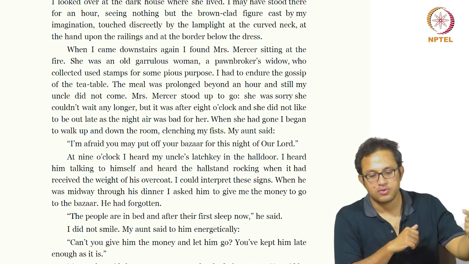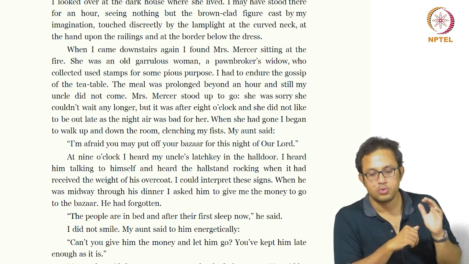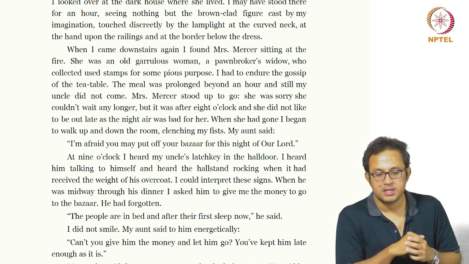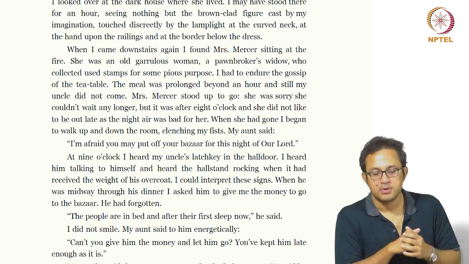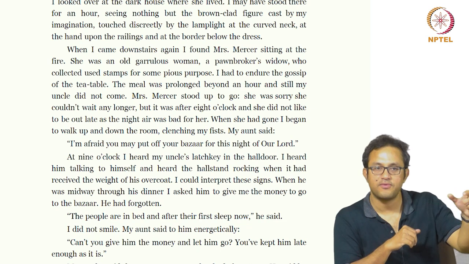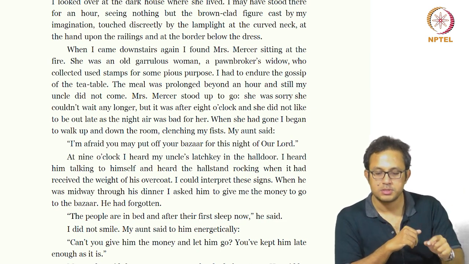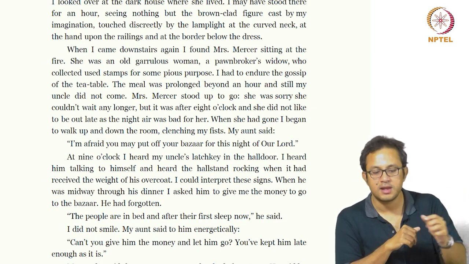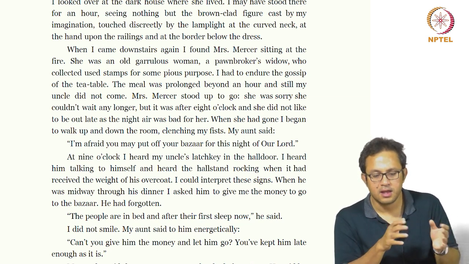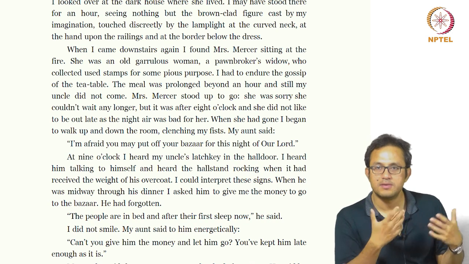"I looked over the dark house where she lived, leaning my head on the cool glass. I may have stood there for an hour, seeing nothing but the brown-clad figure cast by my imagination, touched discreetly by the lamplight at the curved neck, at the hand upon the railings, and at the border below the dress." Again, the very metonymic, fragmented gaze, the camera gaze, looking at certain fragments of the body: the border below the dress, the curved neck, the hand upon the railings. So this particular passage is like a gold mine for those of you interested in visual narratives and modernism.